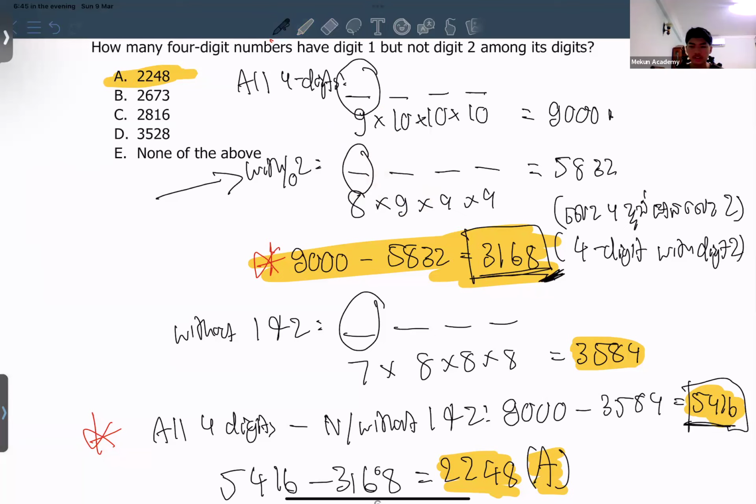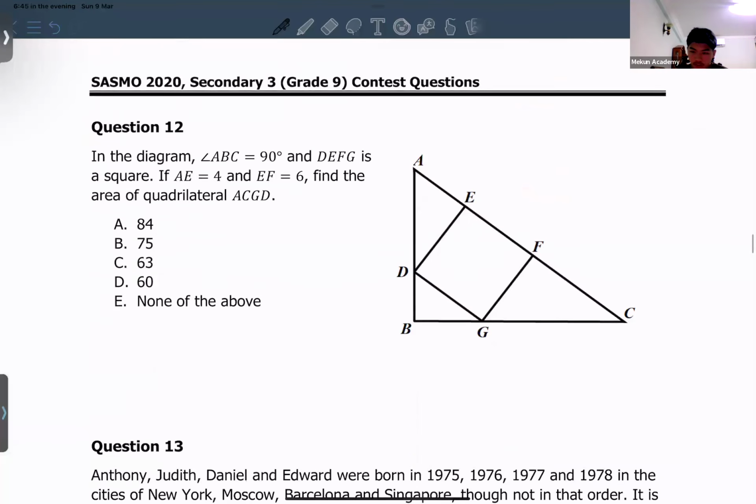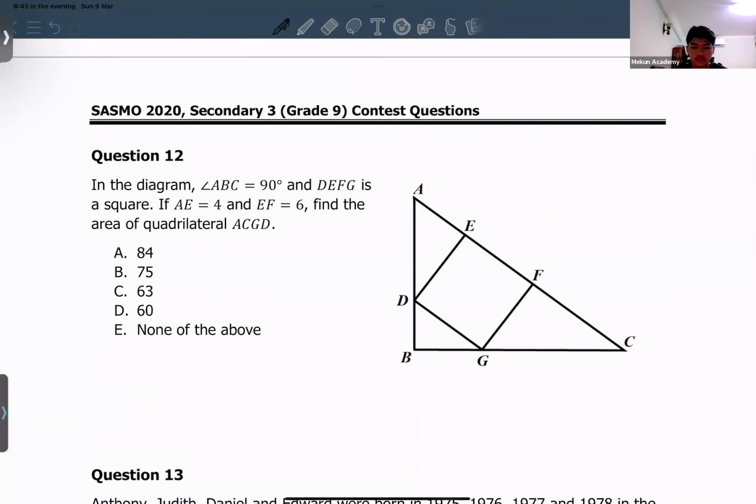Okay, so is there any other questions? Okay, so I suppose there's no questions. We will move on to the next question, which is question 12. I will give everyone a moment to answer this question. Good luck.